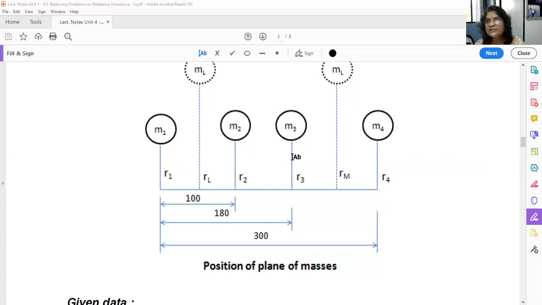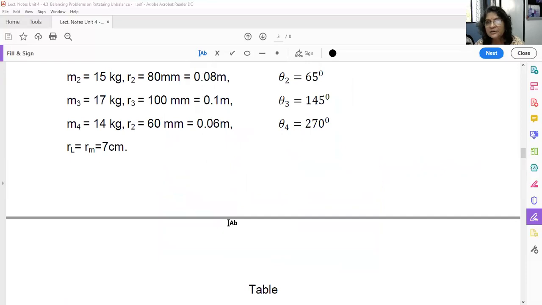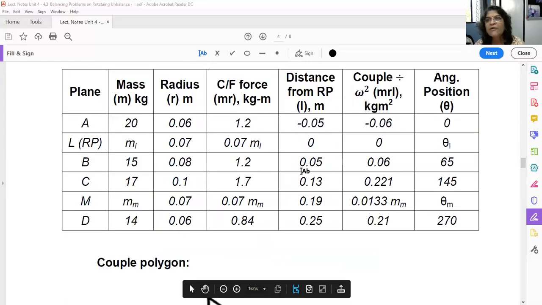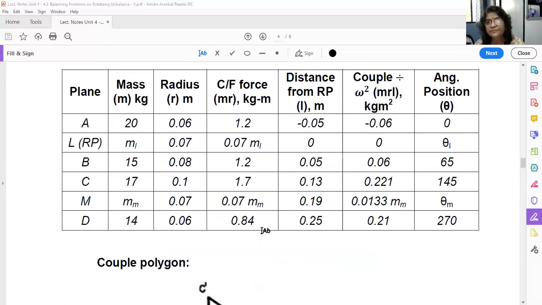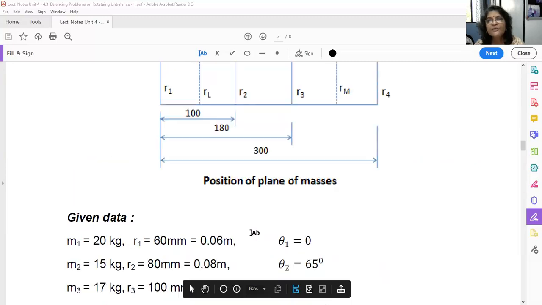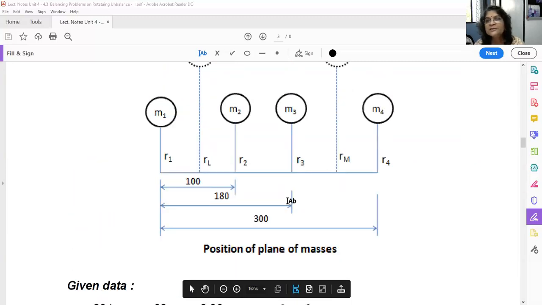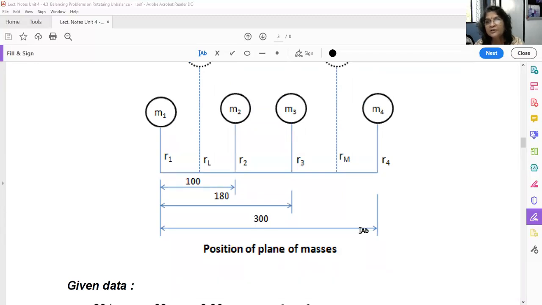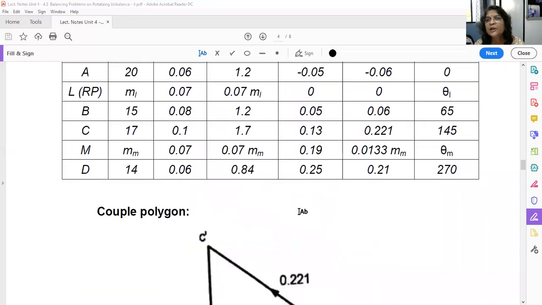And how much is the distance from L and M? See, this is 50. Let us see the distances from D. The M plane is 0.19. So how has it come? This is 300, then minus this 50, and minus this one. How much is this one? It is given in the problem. So these are the distances.